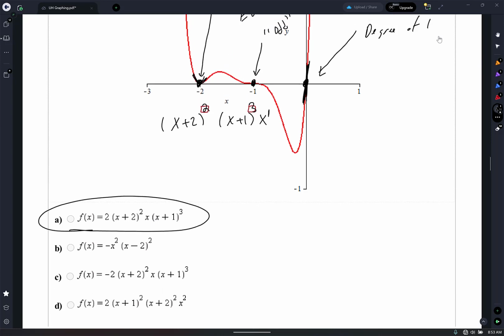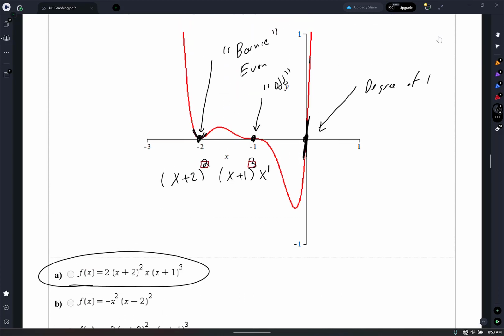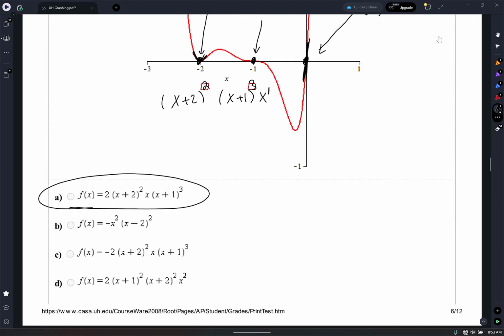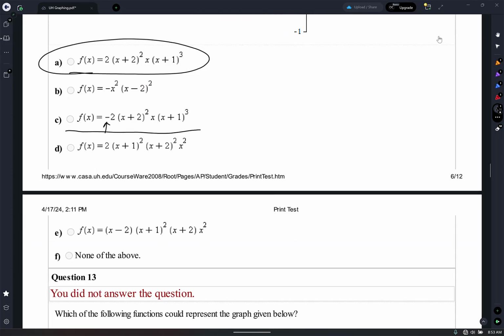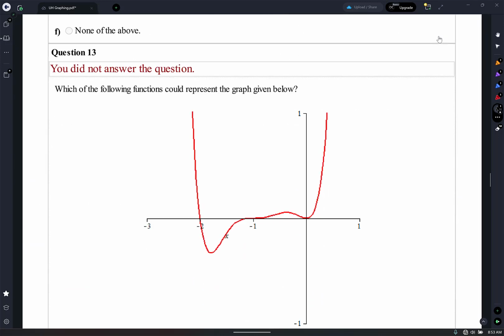Oh, I also forgot to mention end behavior. It goes up forever. So it has to be A and not C because C goes down as your end behavior. Does that make sense, guys? Or no? Yeah, we're almost done, guys. Don't worry. All right, this one.